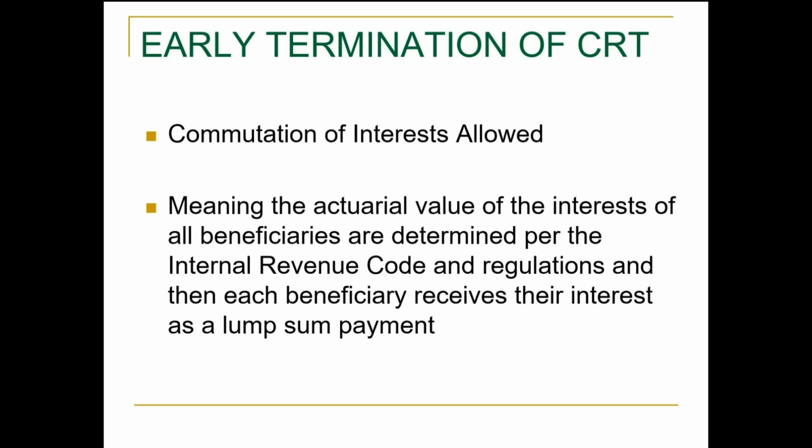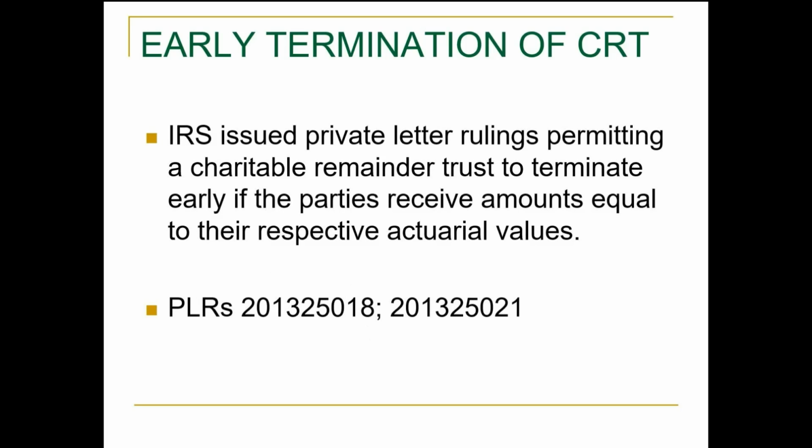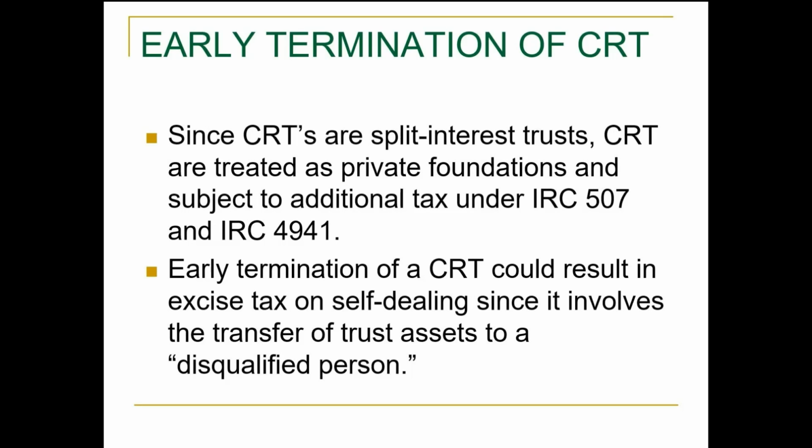So how do we determine that? Well, we base that on the actuarial value of the interest of all beneficiaries pursuant to the Internal Revenue Code. And then each beneficiary receives their interest as a lump sum payment. So their interest becomes commuted because they're getting cashed out, if you will. The IRS has issued private letter rulings permitting a charitable remainder trust to terminate early if the parties receive amounts equal to their respective actuarial values. And again, those actuarial values have to be determined in accordance with the Internal Revenue Code and Treasury regulations.